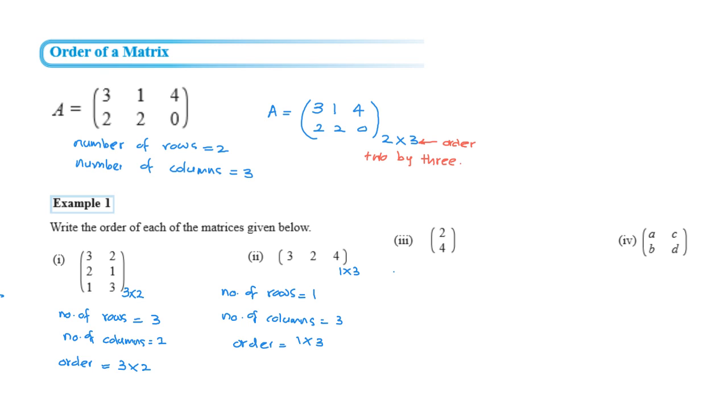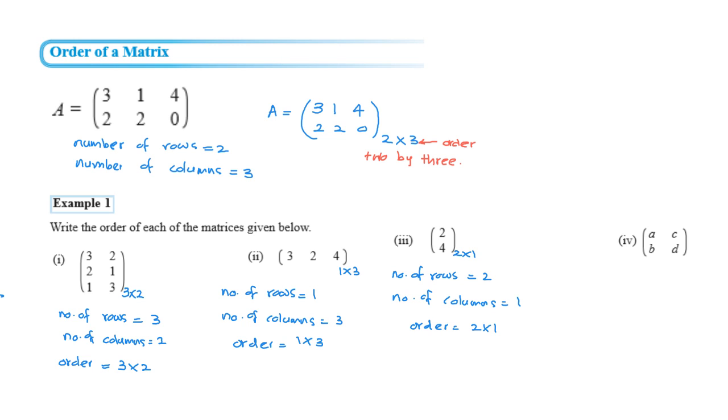Next one. Number of rows, you have 2. Number of columns, you have 1. Then order equal 2 by 1. Always rows first. This is 2 by 1.